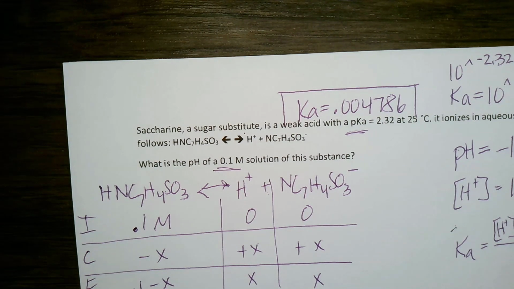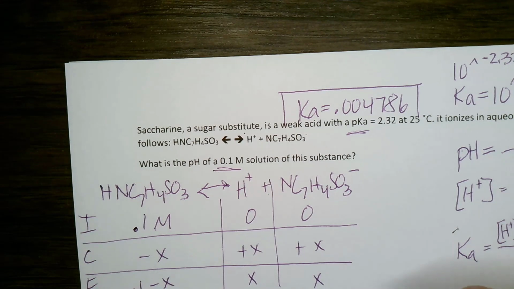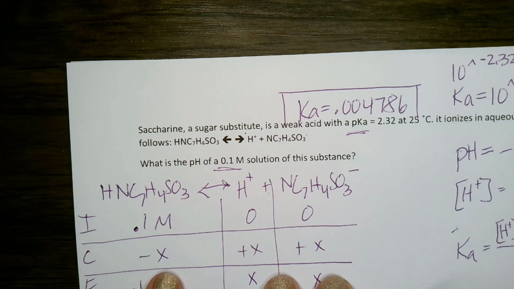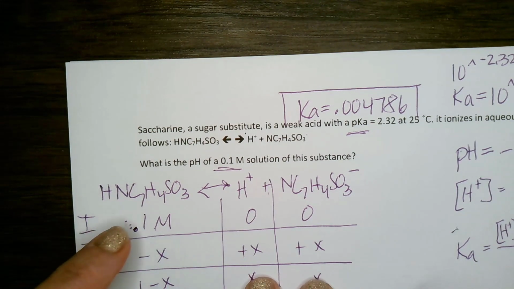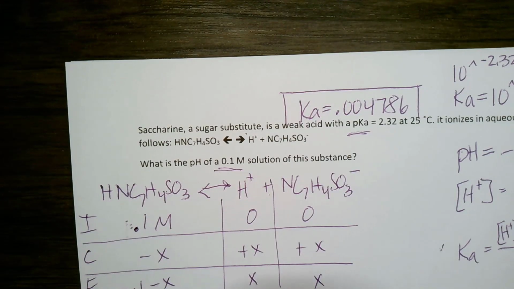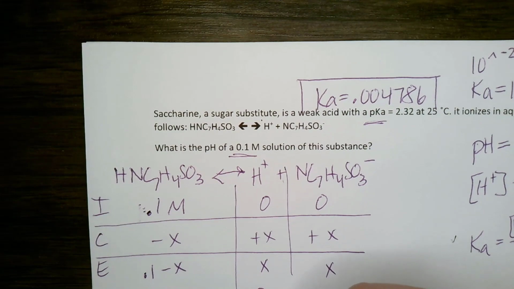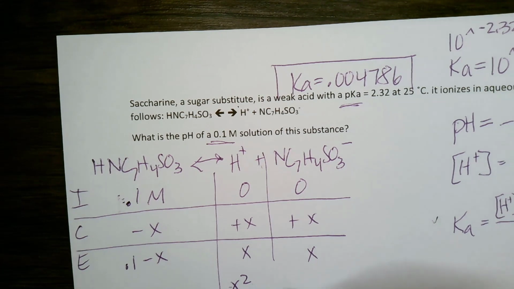So let's set up and see if our 5% rule will work here, so we can do the easy setup instead of using the quadratic formula. So we have our products over reactants, and we're going to assume that we're not doing 0.1 minus x. We're going to assume very little, 5%, loss of our initial. So Ka, which is 0.004786, is equal to our product, x squared, over reactant, and again, we're going to do 0.1. And let's solve for x.